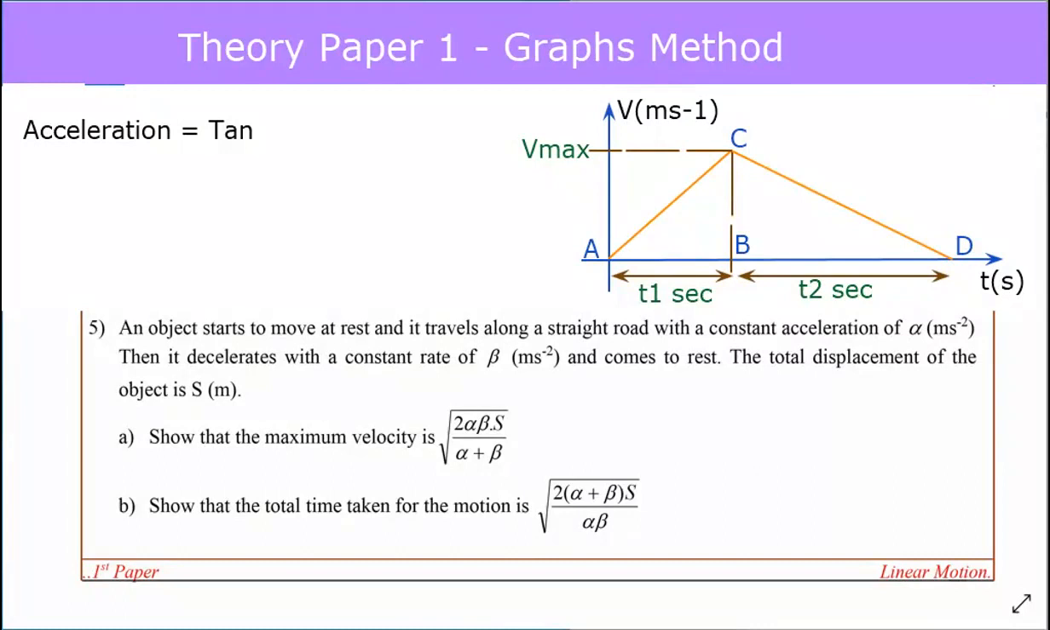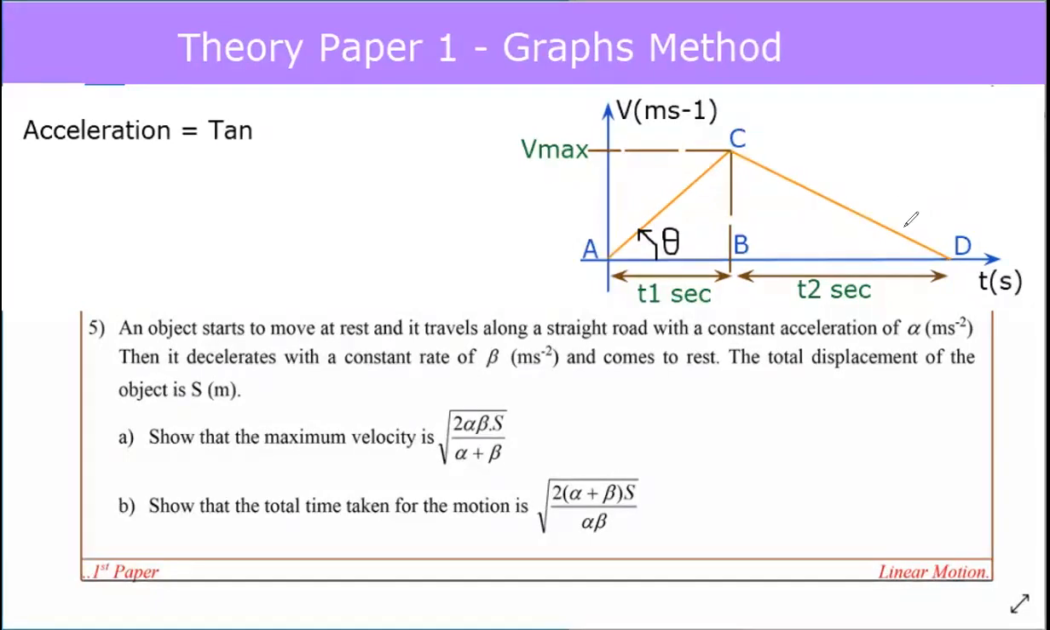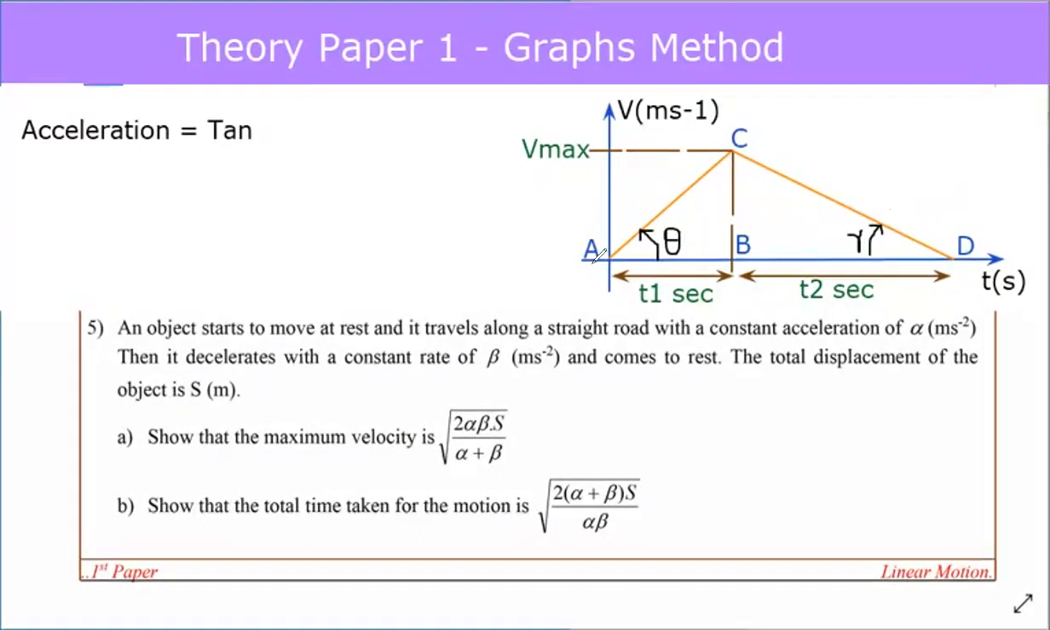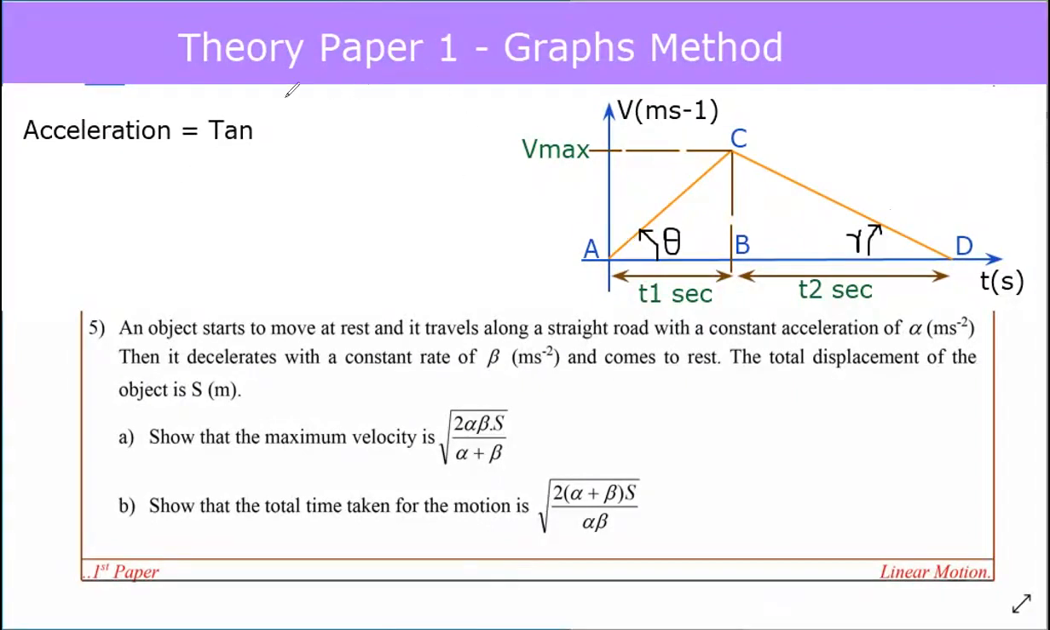We have to mark these angles somehow. They have already used alpha and beta, so let me mark this angle as theta. And this angle, we have to use something else, so let me mark this angle as gamma. So theta and gamma are the two angles. From the two angles, tan theta and tan gamma will be acceleration and deceleration. So let me use this equation: acceleration equals tan theta.